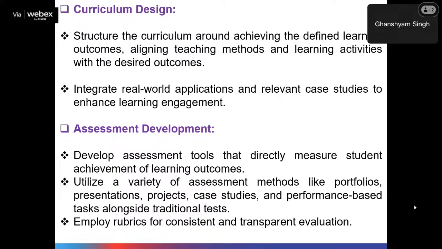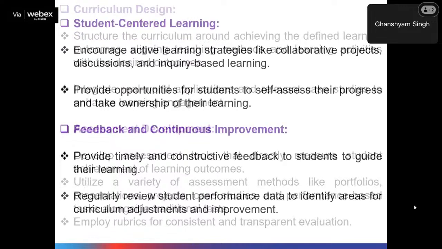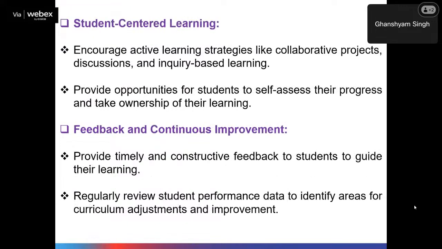And at each and every part of the evaluation or assessment method, we must exchange feedback between the teachers and the students. That is also very important, that each and every student, at the end of a particular assessment method, should get feedback from the teachers about their strengths and weaknesses. We must also follow student-centered learning if we want to implement OBE in the most effective way. We must encourage our students to go for active learning strategies like collaborative projects, discussion, and inquiry-based learning. We must provide them opportunities to self-assess their progress and to take ownership of their learning.